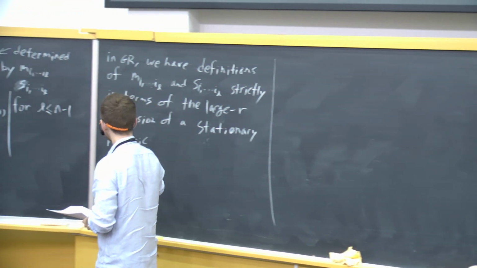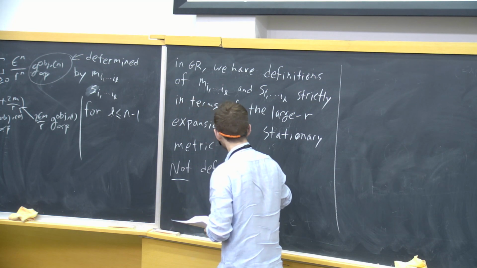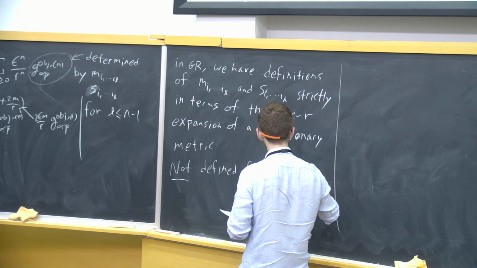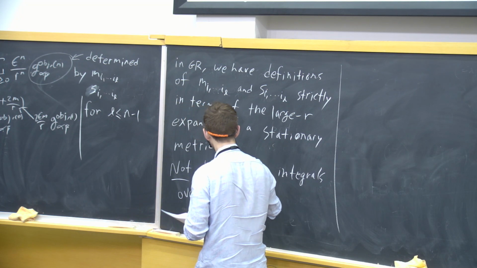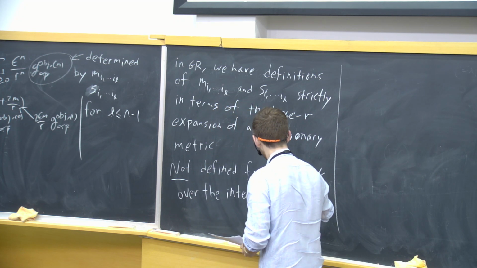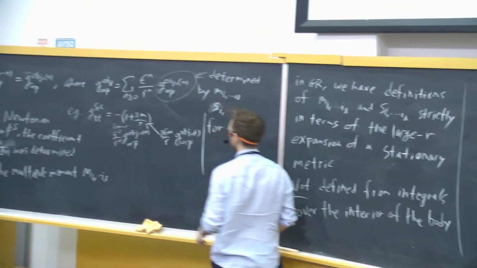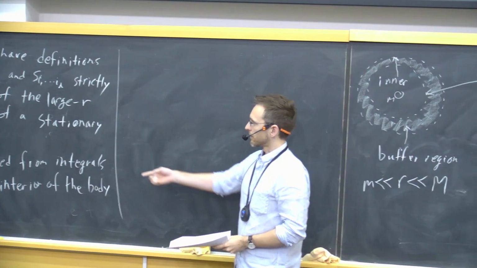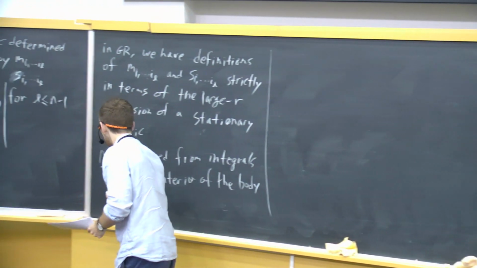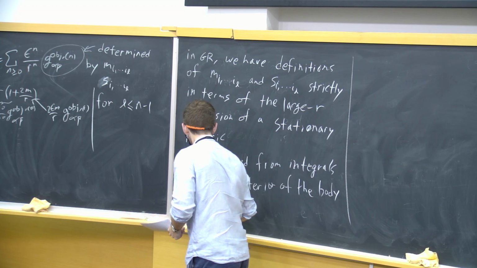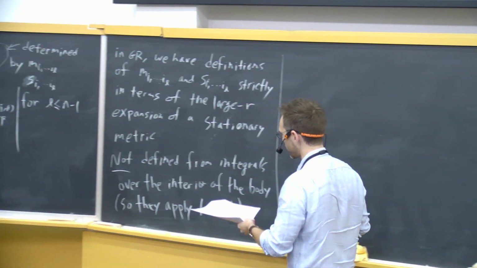Again, a key thing here is that these are not defined from integrals over the interior of the body. They're just defined in terms of these coefficients of 1 over r in the large R expansion. So one consequence of that is that these definitions work perfectly well for black holes, not just for material bodies. So they apply to black holes as well as material bodies.